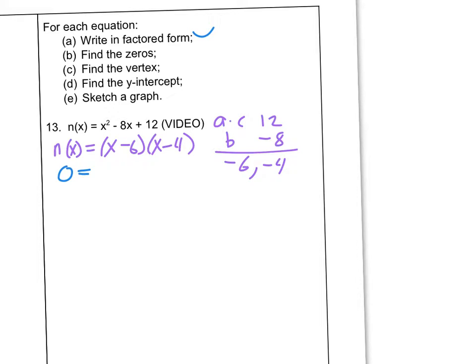Find the zeros. So 0 is equal to x minus 6. 0 is equal to x minus 4. We're dealing with x equals 6 and x equals 4.